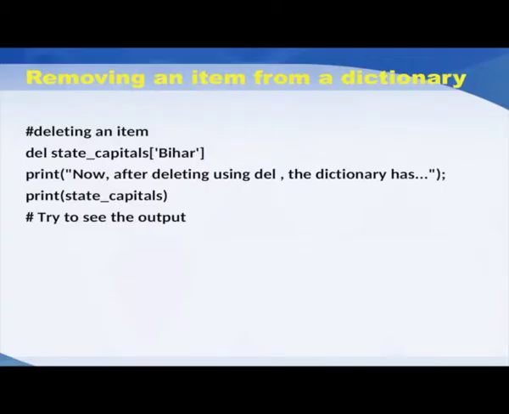In a Python dictionary, using the del keyword, deletion of keys can be done. Using this keyword, specific values from a dictionary as well as the whole dictionary can be deleted. Here you can see how to delete a particular item. So, here I am deleting the state Bihar using the del keyword. After deleting, when you print the dictionary, you can see all the states excluding Bihar.